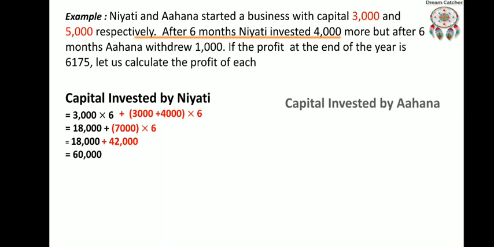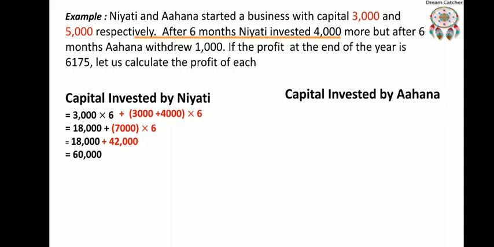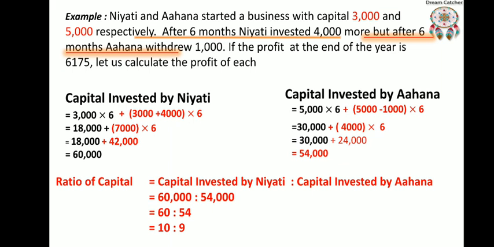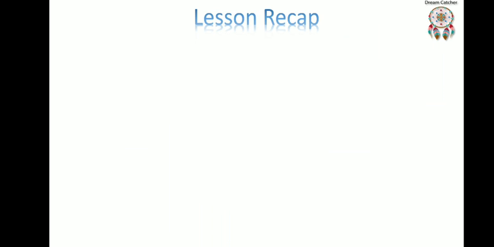And when we calculate it for Ahana, you see Ahana started with 5,000, that is for the first 6 months, and then after 6 months, Ahana withdrew 1,000. So capital has reduced from 5,000, it has reduced by 1,000. So it is only 4,000 now for the next 6 months. So this is how we will calculate the capital invested by both the partners. Then we calculate the ratio of capital. Zeros get cancelled. 60 is to 54, and the ratio is 10 is to 9.